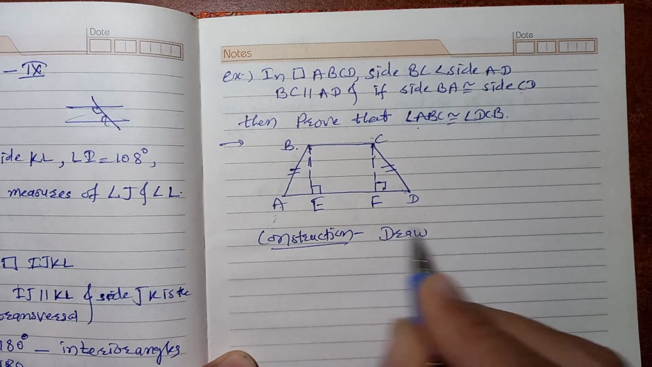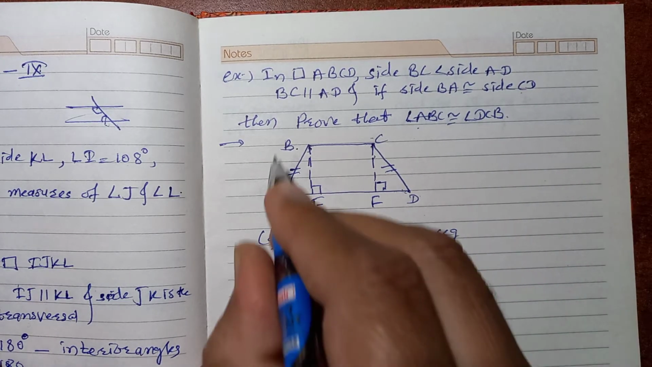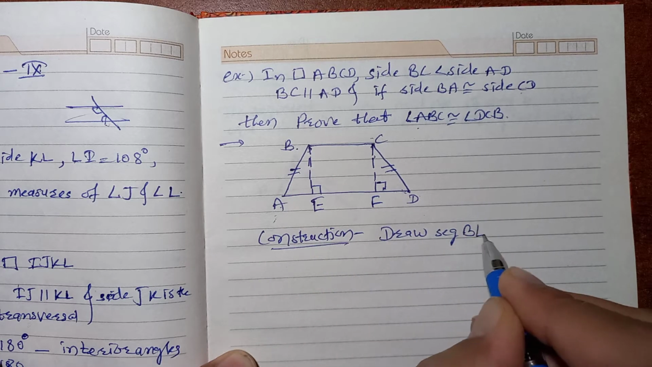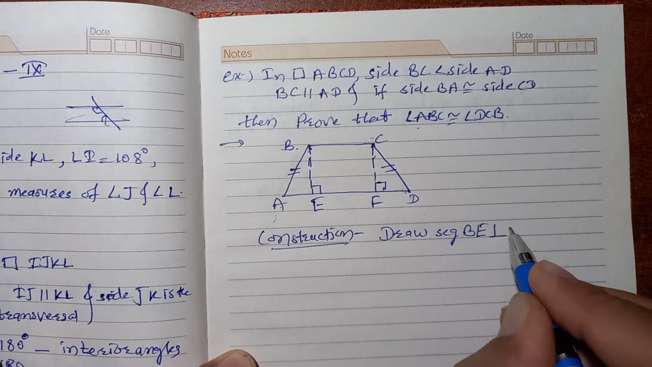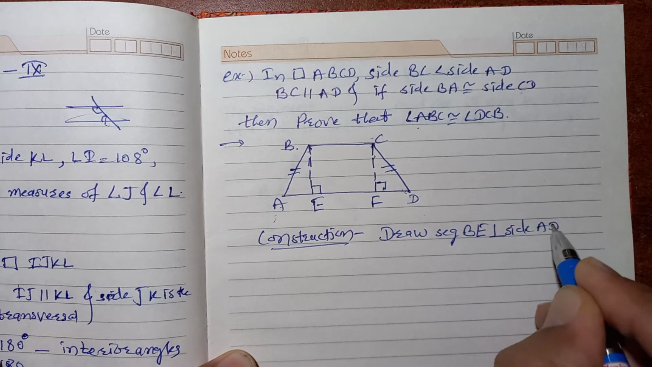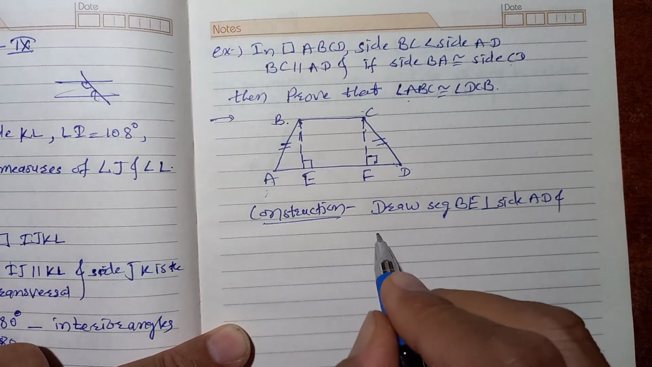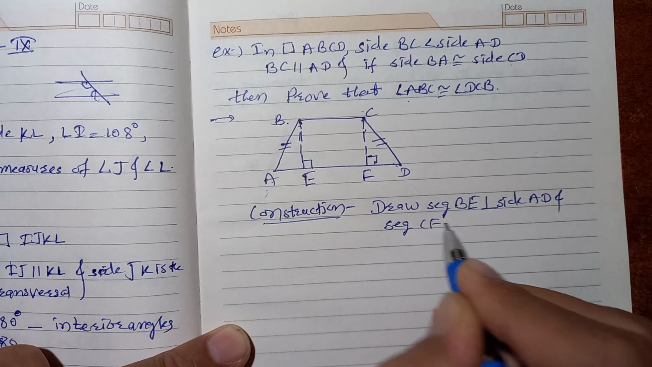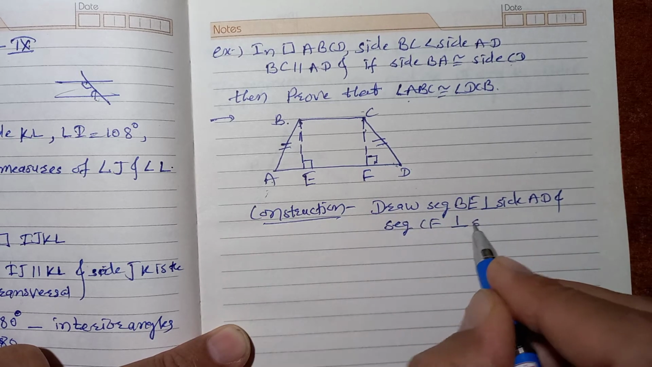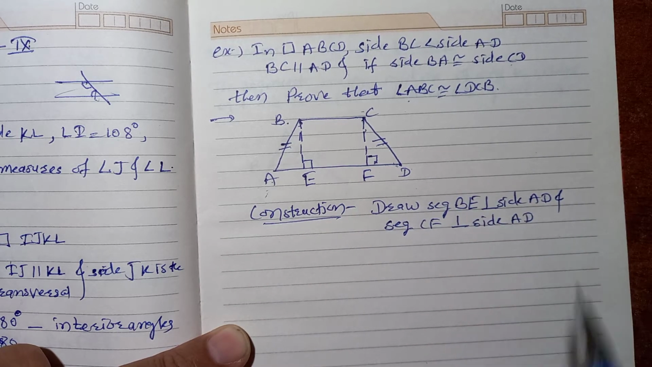Draw segment BE perpendicular to side AD and segment CF also perpendicular to side AD of this trapezium.